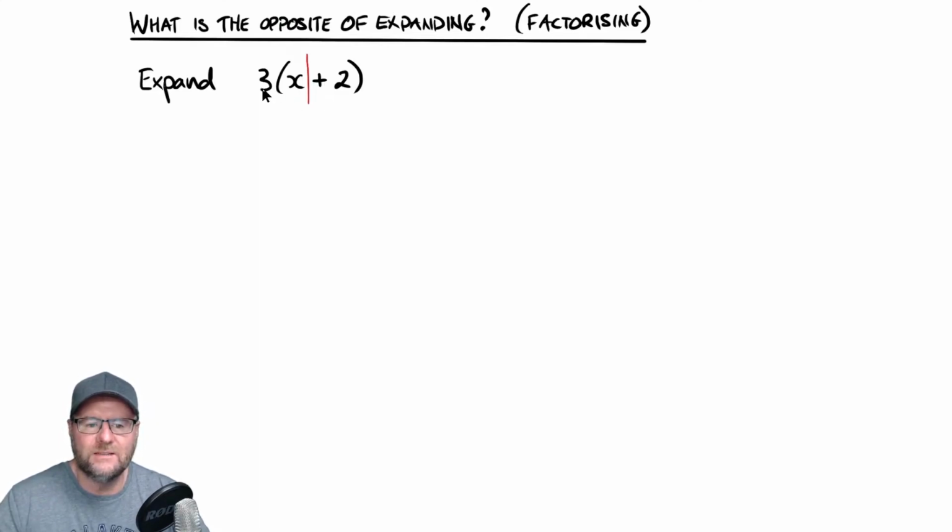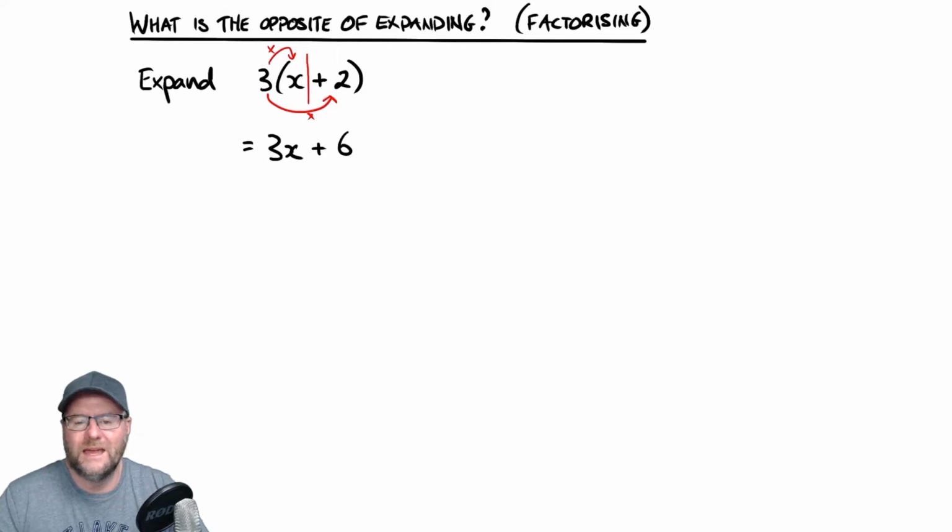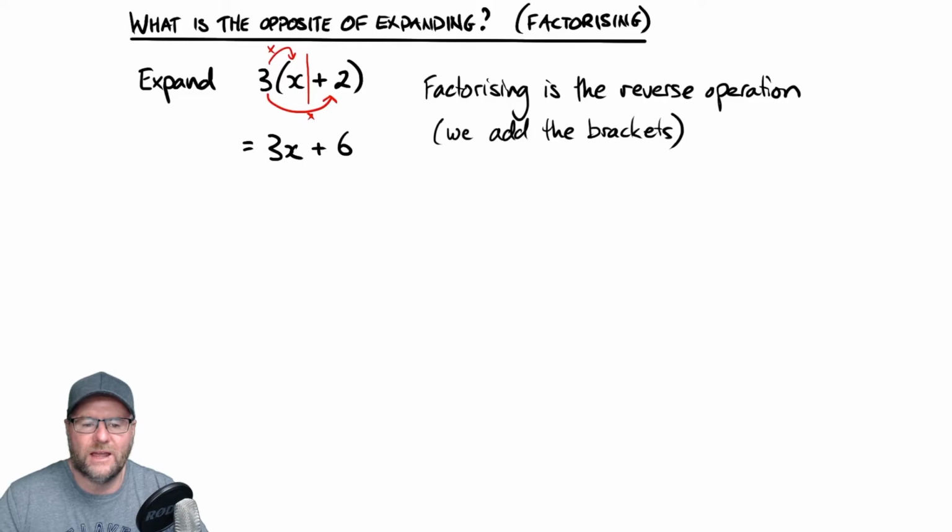And then I'm going to take the 3 and, one at a time, multiply 3 by each of these terms. So I'm going to do the 3 times x, gets me 3x. Then I'm going to do the 3 times the plus 2. 3 times 2 gives me 6. They're both positives, so my answer will be a positive 6. And done. We've expanded it now. We've got rid of the brackets.